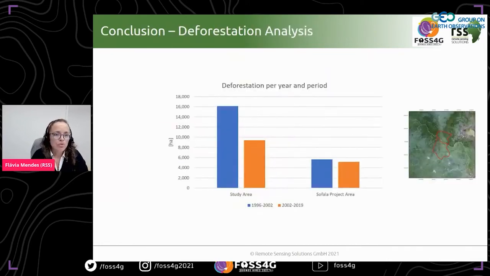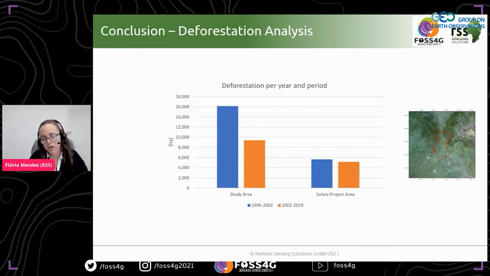But now to give a short conclusion on the first task: we also did deforestation analysis, analyzing the deforestation rate per year and in two different periods, from 1996 to 2002, the blue in the legend, and from 2002 to 2019. The blue one is before the project, and the orange one is after the project. This graphic shows the hectares and also the different areas.